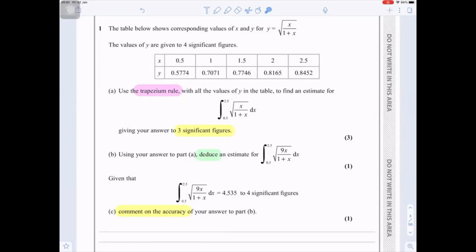Part B. Using your answer to part A, deduce an estimate for the integral from 0.5 to 2.5 of square root of 9x over 1 plus x. And given that the integral from 0.5 to 2.5 of square root of 9x over 1 plus x equals 4.535 to 4 significant figures, comment on the accuracy of your answer to part B.